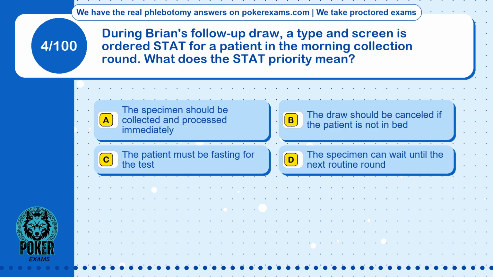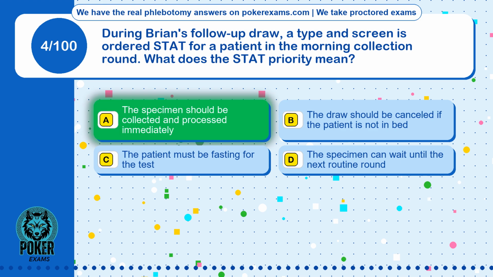Option A. The specimen should be collected and processed immediately. Option B. The draw should be cancelled if the patient is not in bed. Option C. The patient must be fasting for the test. Option D. The specimen can wait until the next routine round.